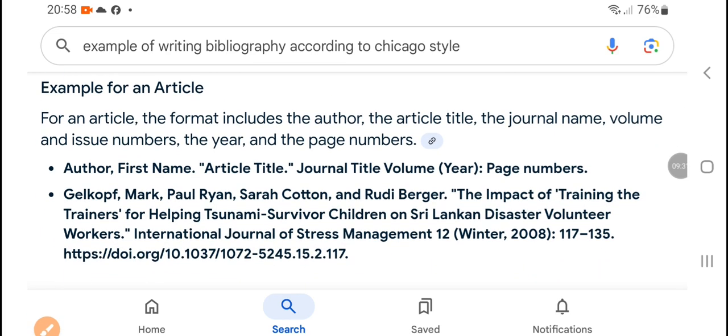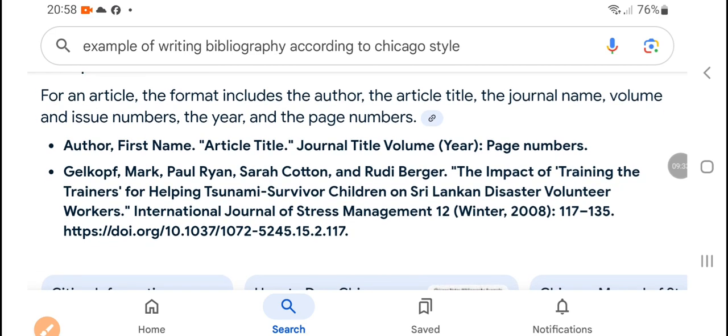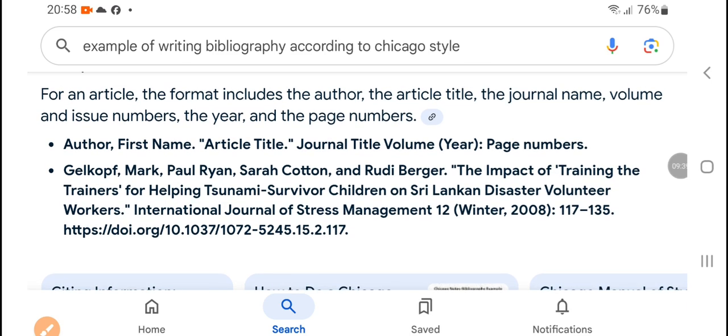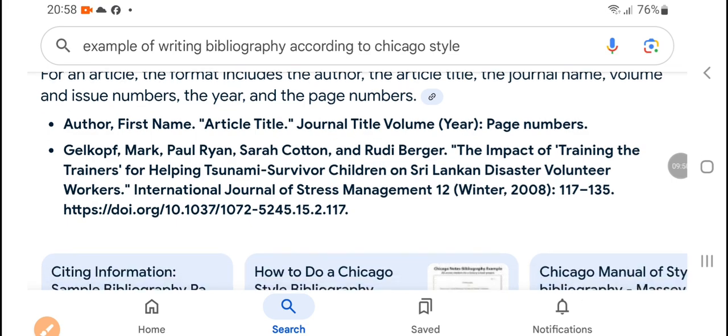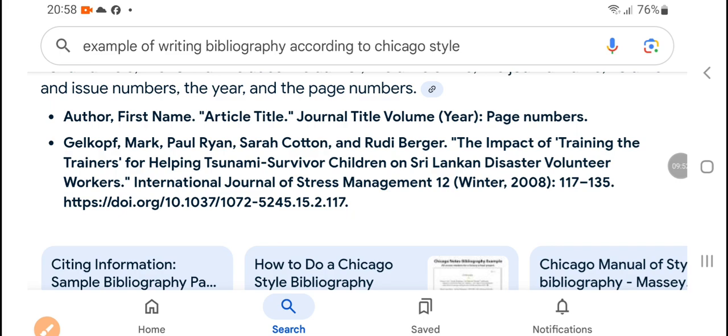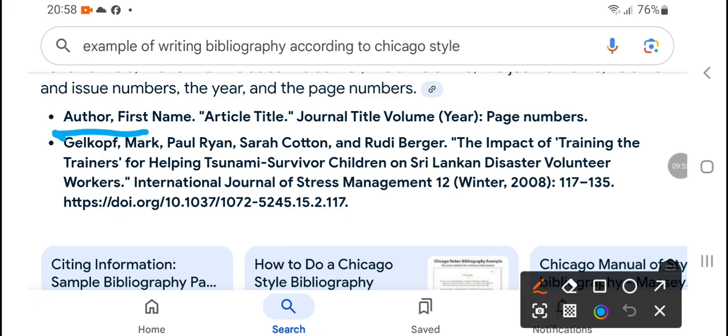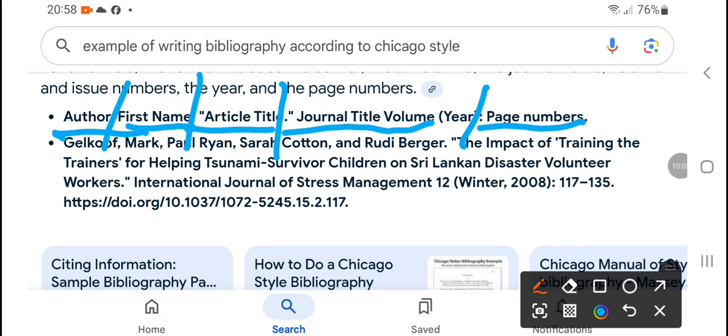And for example, for an article the format includes the author, the article title, the journal name, volume and issue numbers, the year and page number. So this is the way of writing: author, then first name, then article title, and then journal title, volume, year, and then page number, right?